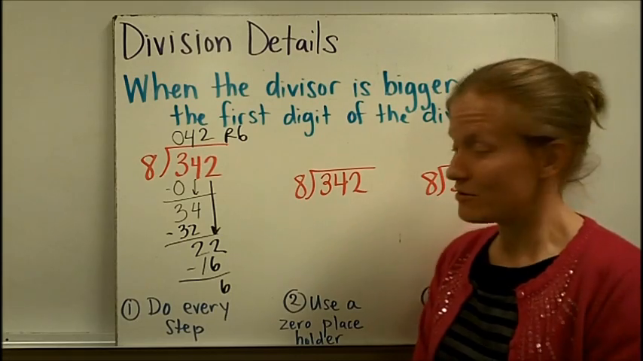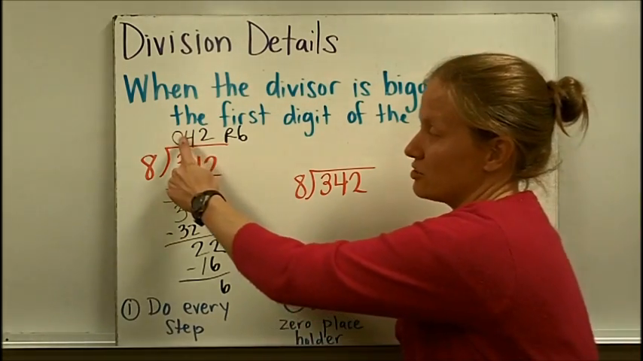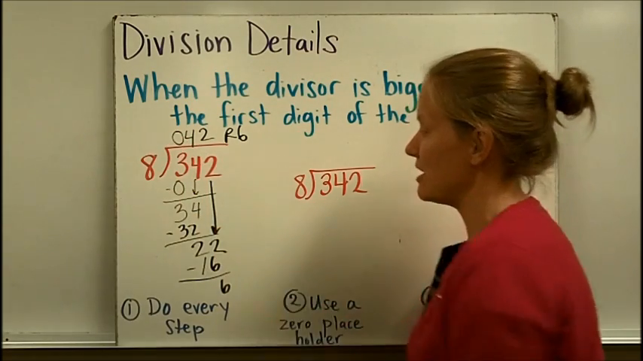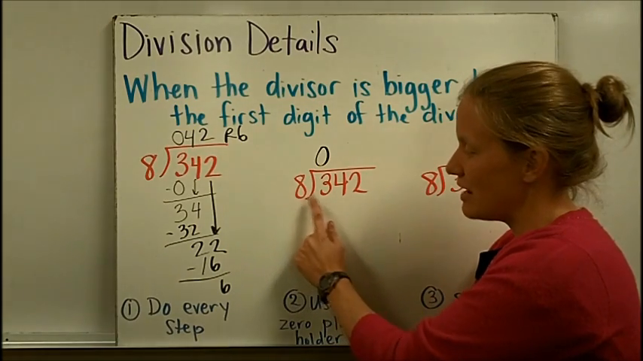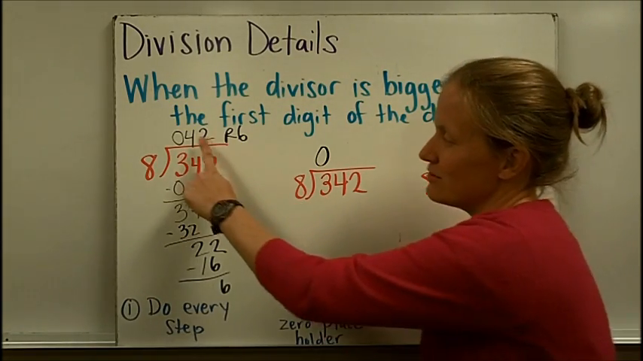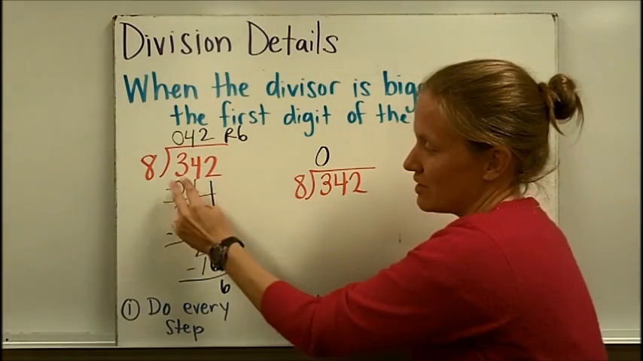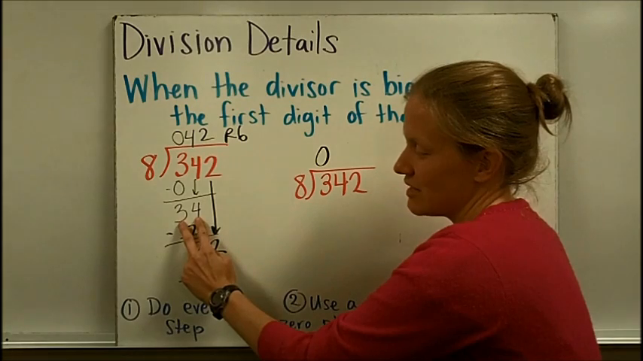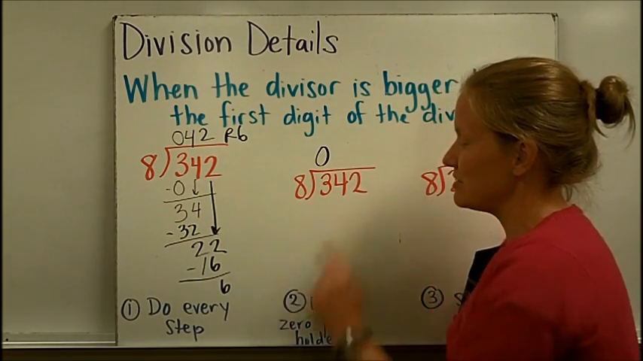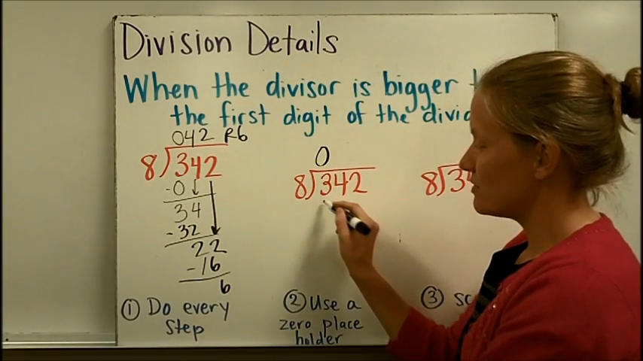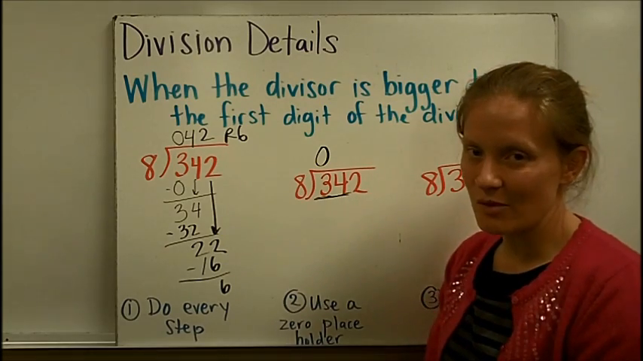Well, another way that you can do that is just use a 0 as a placeholder and not actually do this step of 0 times 8. So let's see what that looks like. If I put a 0 here to remind myself that 8 can't go into 3, I don't have to do the 0 times 8, subtract and bring down, because look, this 34 just ends up staying 34. So I'm still going to have to ask myself, how many times does 8 go into 34? So instead of asking about 8 into 3, I'm asking about 8 into both of those numbers at one time.